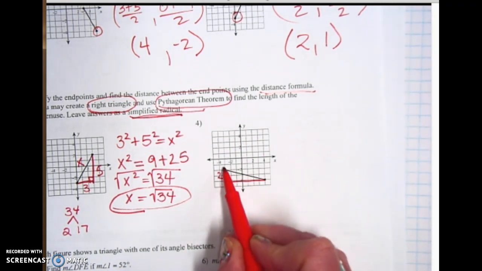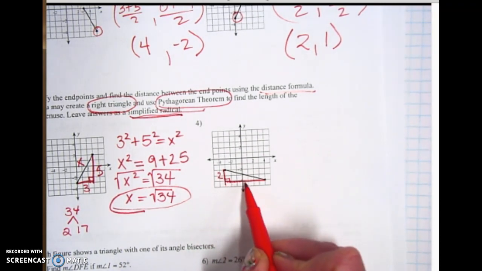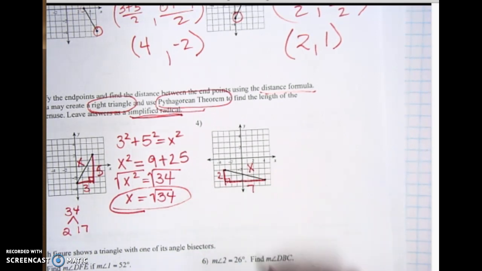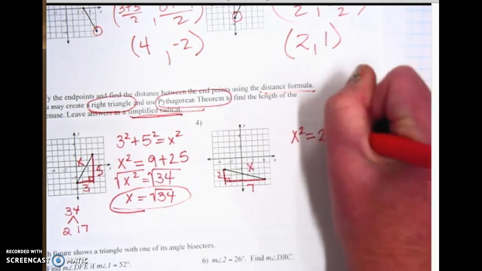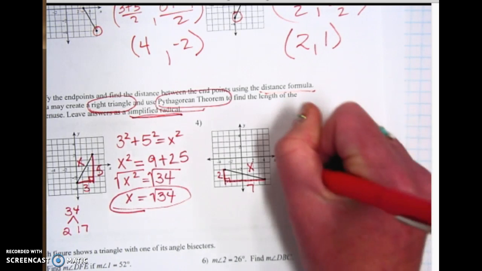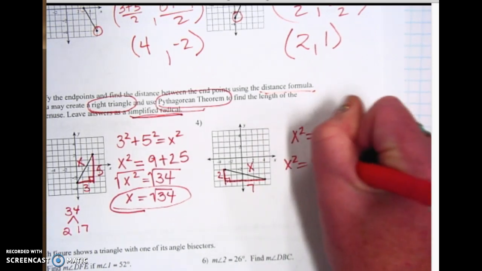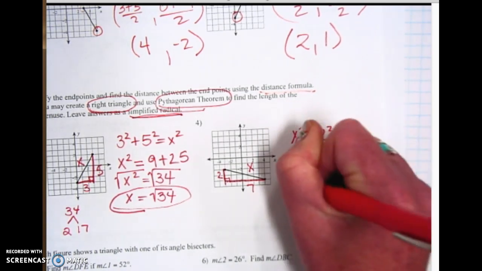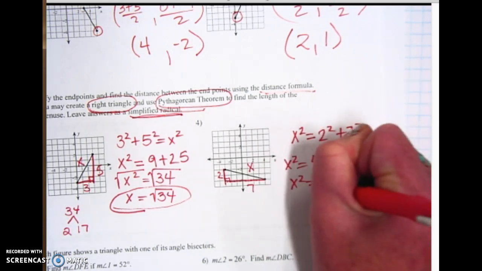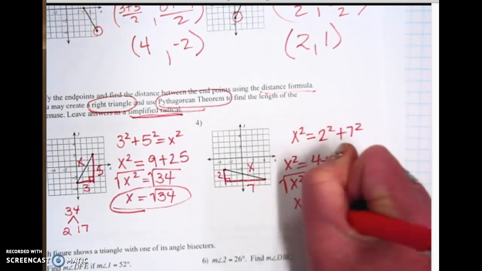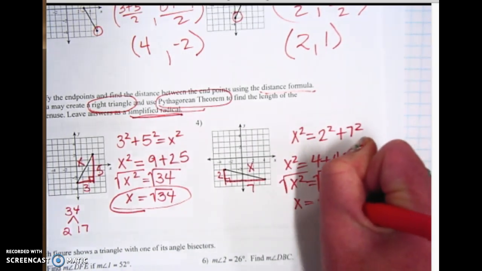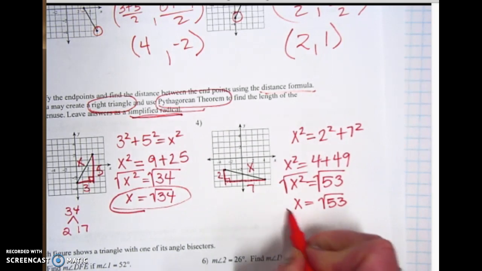This side has 2 units. This side has 1, 2, 3, 4, 5, 6, 7. And I want to find the hypotenuse. I'm going to put the x over there. So I'm going to say x squared is equal to 2 squared plus 7 squared. So x squared equals 4 plus 49, which is 53. And then I take the square root of both sides, and so I get x equals the square root of 53. And there are no perfect square factors of that one either, so that's the answer.